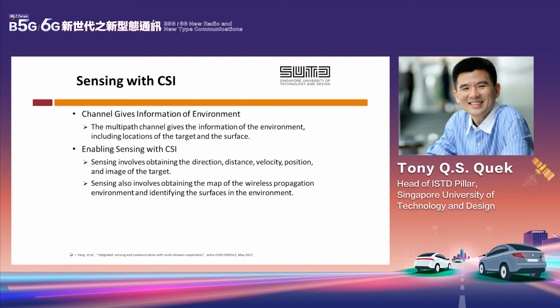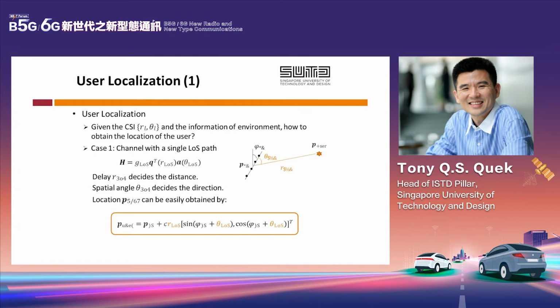Can we enable sensing with CSI? So as I mentioned just now, one of the applications as we go up to higher band with 6G is that you want to have a sensing capability. So it means sensing capability, I need to capture direction, distance, velocity, position, or image of the target. So you want to get that from the informative channel. So sensing also can involve obtaining a map of wireless propagation model, identifying the surface in the environment. So we'll look at some of the examples.